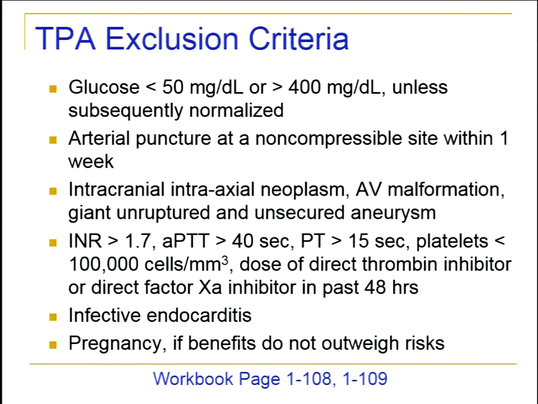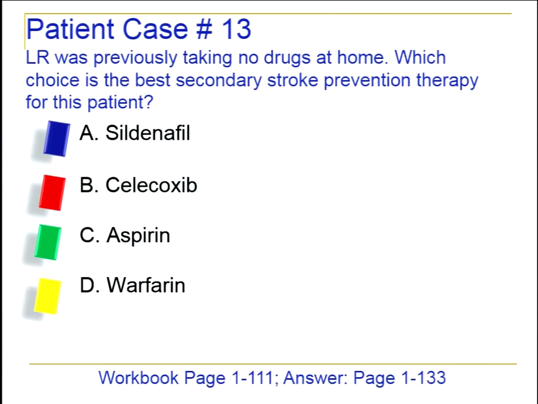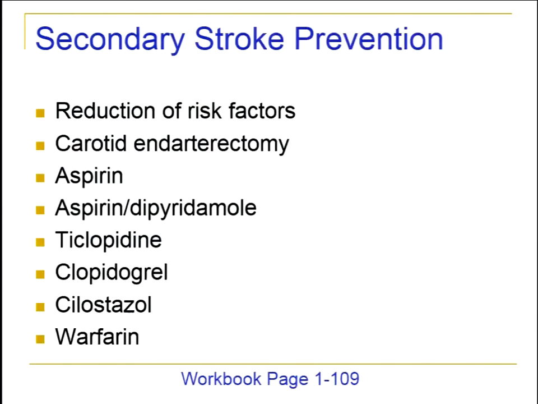All right, he was taking no drugs at home. What choice is the best secondary stroke prevention for our patient? Is it sildenafil, a drug that I keep thinking I'm going to take out because I can't really pronounce it, celecoxib, aspirin, or warfarin? A little bit of a mixture. I think the best treatment here would probably be aspirin.